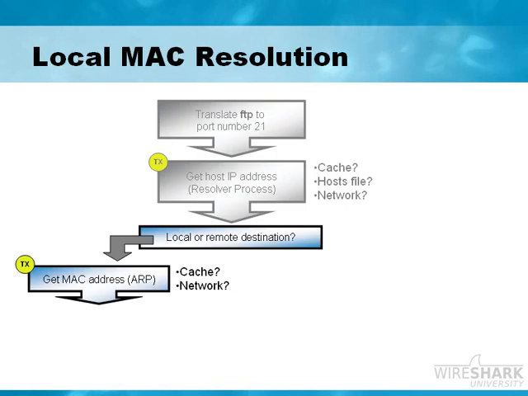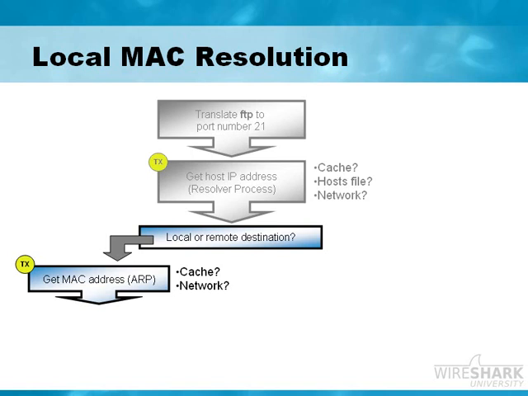Once we go through the resolver process and we have the IP address of the target, we compare that IP address to our local mask to figure out whether the target is local or remote. And if it matches the local bits and it's on the same network, then the client needs to get the MAC address of that target device. Now, in order to do that, we have to follow some rules.